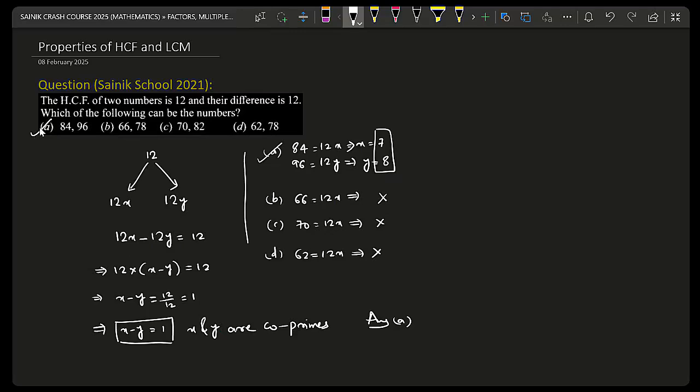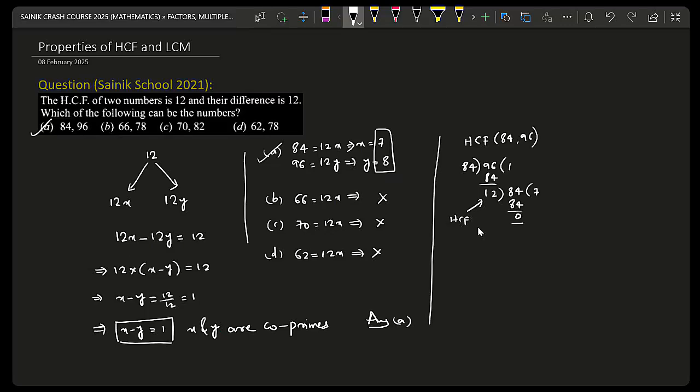The answer is A. You can do verification also. The verification is to check the HCF of 84 and 96. Let us do the continued division method. With 84 you divide 96. 84 ones are 84 and the remainder is 12. With 12 you divide 84. 12 sevens are 84 and the remainder is 0. Therefore the HCF is 12.